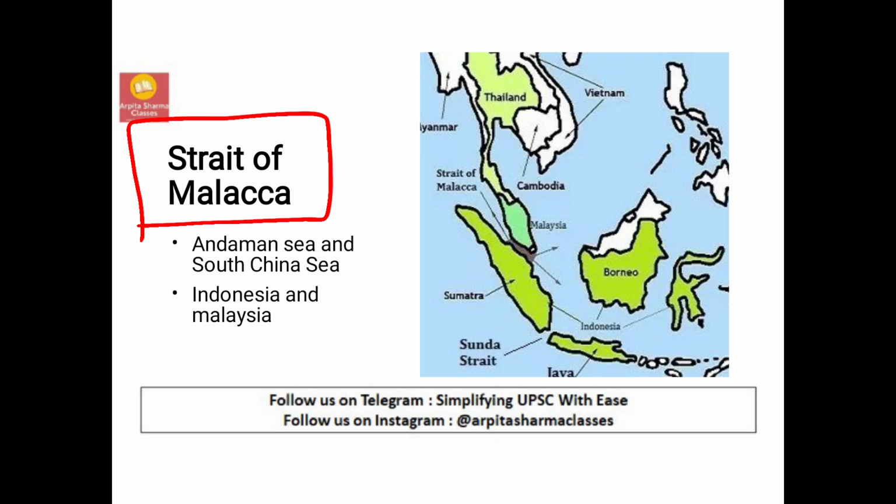And what does the Strait of Malacca connect? It is connecting the Andaman Sea and the South China Sea, and between which countries is it present? It is present between India and Indonesia and Malaysia. You can see here is Malaysia, here is Indonesia. Indonesia is a group of islands: Sumatra, Borneo, Java, Papua New Guinea. This is one of the islands of Indonesia, that is Sumatra island. It is present between Malaysia and the Sumatran island of Indonesia, that is the Strait of Malacca.